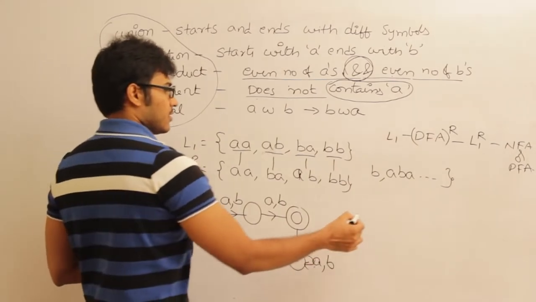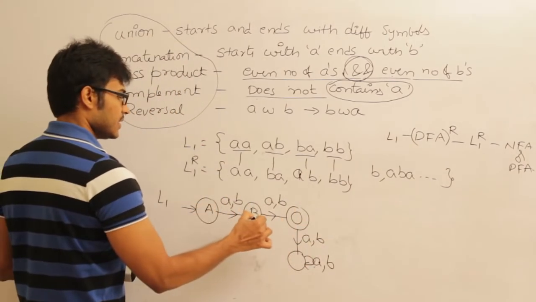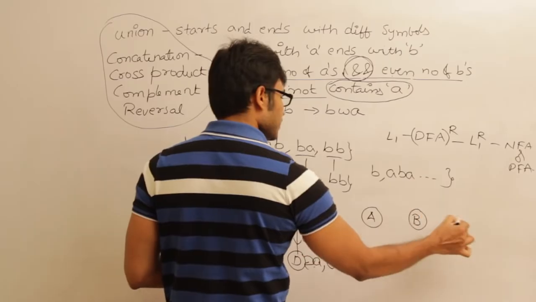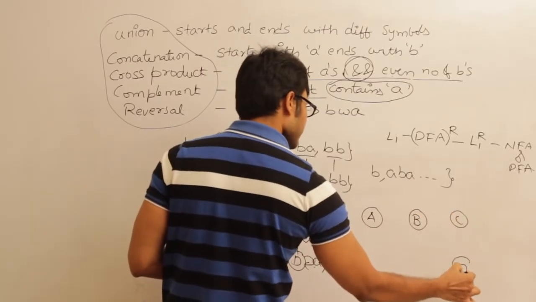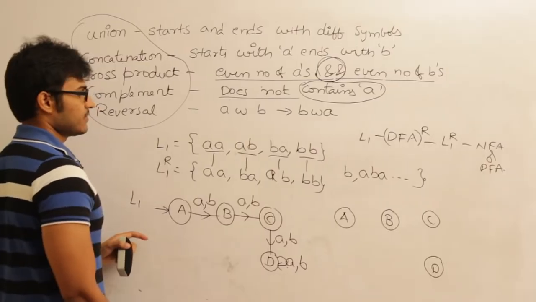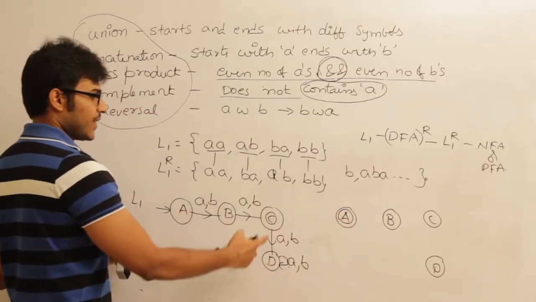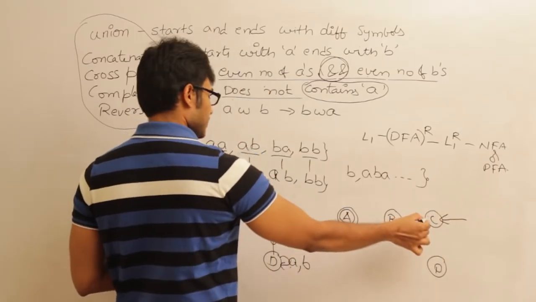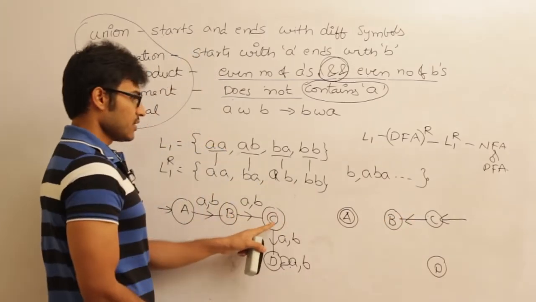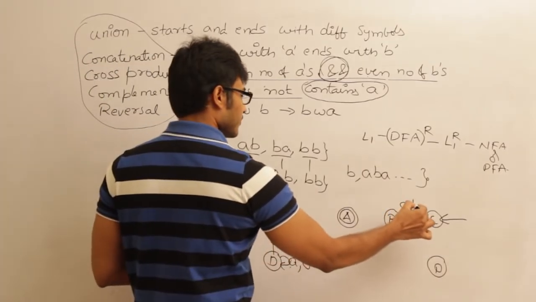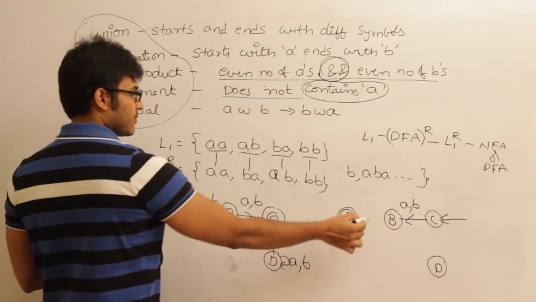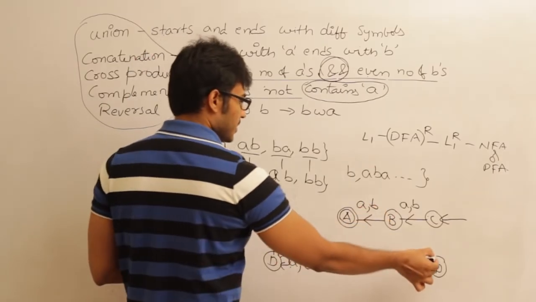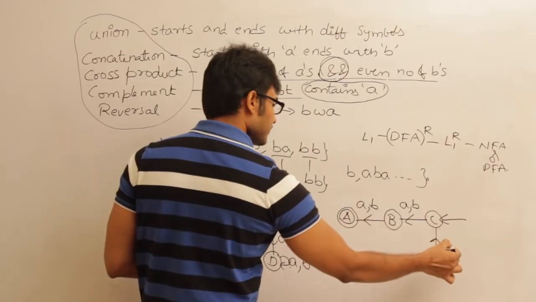Now, in order to find the reversal of this language, I have to draw the states as they are, A, B, C, D. Now make the initial state the final state, make the final state the initial state, and reverse the directions. It was from B to C, now I made it from C to B. It was from A to B, now I am making it from B to A. It was from C to D, now I am making it D to C.